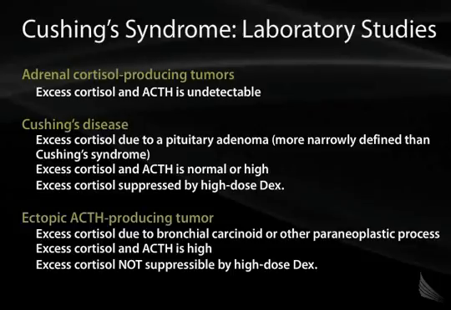And in that situation, the test that you want to do is an 8 milligram high-dose dexamethasone suppression test. In the case of Cushing's disease, which is a specific situation associated with pituitary adenoma, the excess cortisol will be suppressed by the high-dose dex. But in the case of an ectopic tumor, the excess cortisol is not suppressed by the high-dose dex. So that's the important point to remember.